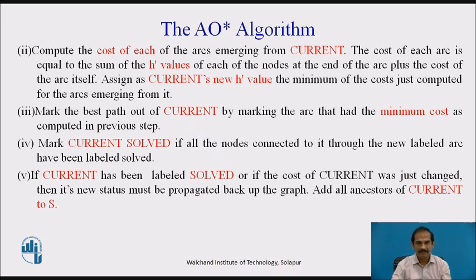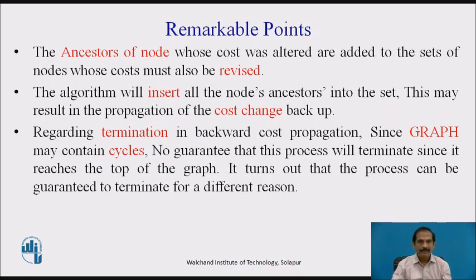If current has been labeled solved, or if the cost of current was just changed, then its new status must be propagated back up the graph. Add all ancestors of current to S. There are a few remarkable points of this particular AO star algorithm which are of interest. The ancestors of a node whose cost was altered are added to the set of all nodes whose cost must be revised. The algorithm will insert all the node's ancestors into the set. This may result in the propagation of the cost change back up.